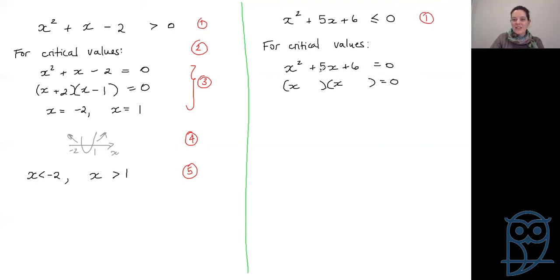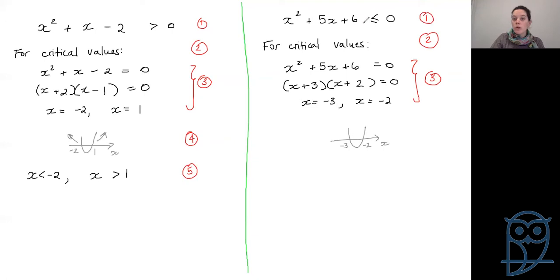Factors of 6 that add to give us 5, that's a 3 and a 2, both plus, so everything's plus. Plus 3x plus 2x plus 6. 3x plus 2x gives us 5x. So x equals minus 3, x equals minus 2, and there we can see them again. There's step 2, there's step 3. Next one, pick up your pencil, mini sketch, x, happy quadratic, minus 3, minus 2.